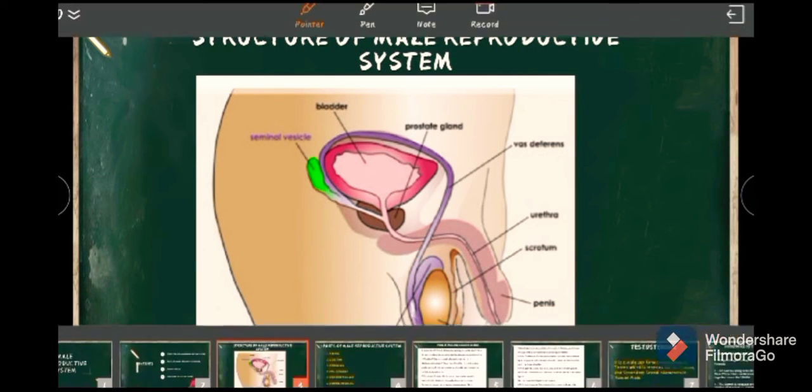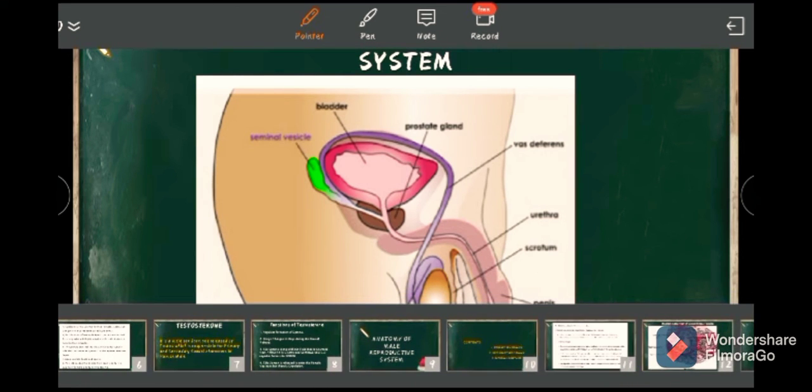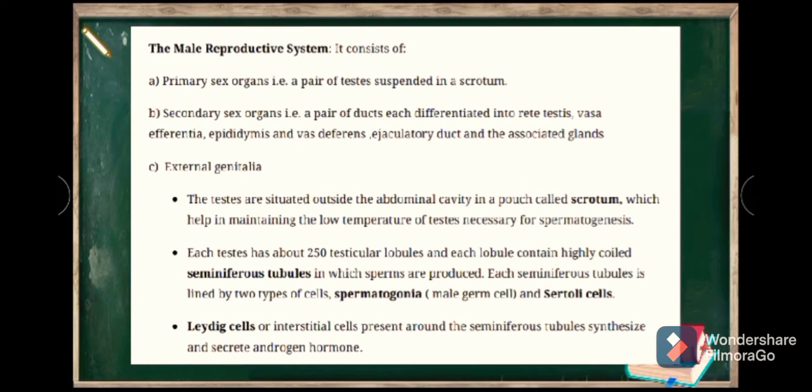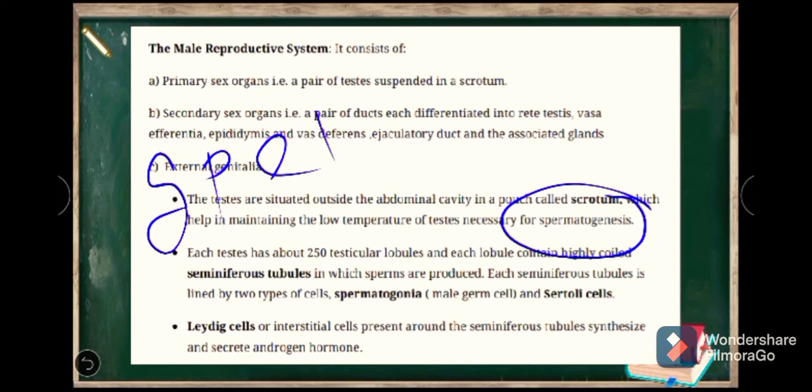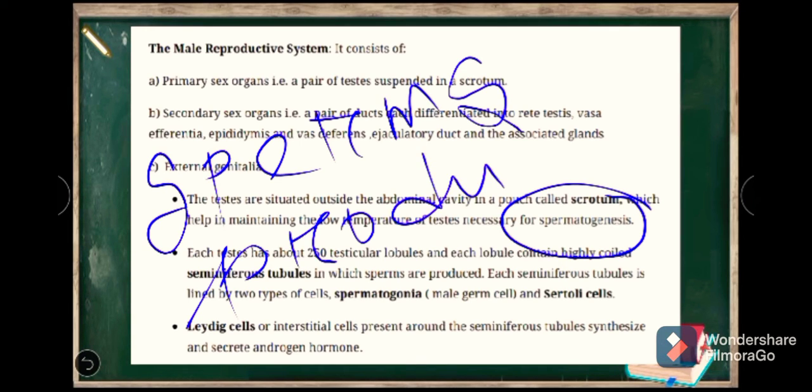So what is the reason for which it is present outside the abdominal cavity? As we all know, the function of the testis is to produce sperms, and sperms need a low temperature in order to get produced. So that's why the scrotum is outside, which helps in maintaining the low temperature of the testes that is necessary for spermatogenesis. Now students, note down the meaning of spermatogenesis. Spermatogenesis means production of sperms.